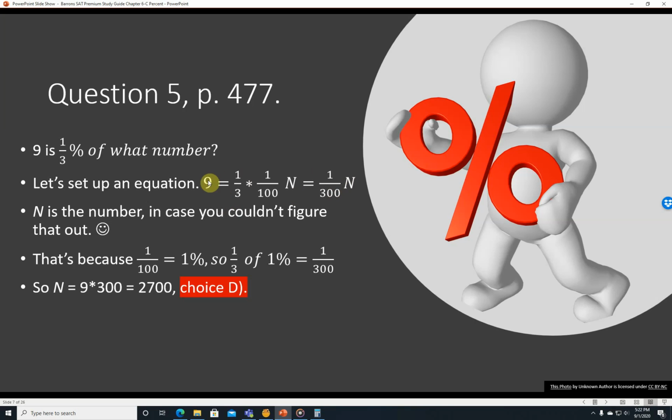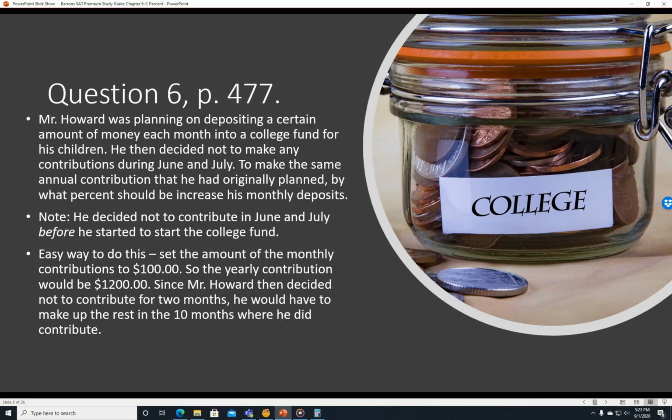So we multiply both sides by 300. So then we're just going to get n is equal to 9 times 300, which is 2700, which is choice D. And in case you didn't get that, 1/100 is 1%, so 1/3 of 1% is 1/300. All right, pretty sure you understand that. If you don't, watch it again. If you still don't understand it, feel free to contact me.